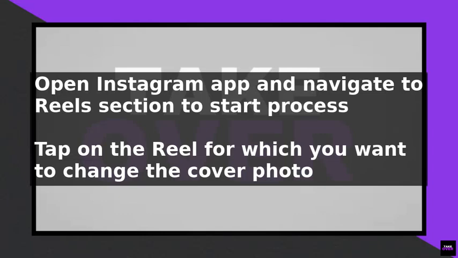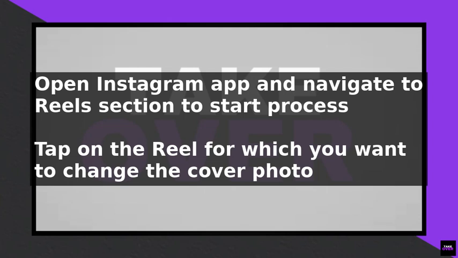To change the cover photo on Instagram Reels, start by opening the Instagram app and navigating to the Reels section. Tap on the reel for which you want to change the cover photo. Once the reel is open, tap the three dots at the bottom right corner of the screen. This will bring up a menu with several options, including Edit. Tap on Edit to proceed to the editing screen.